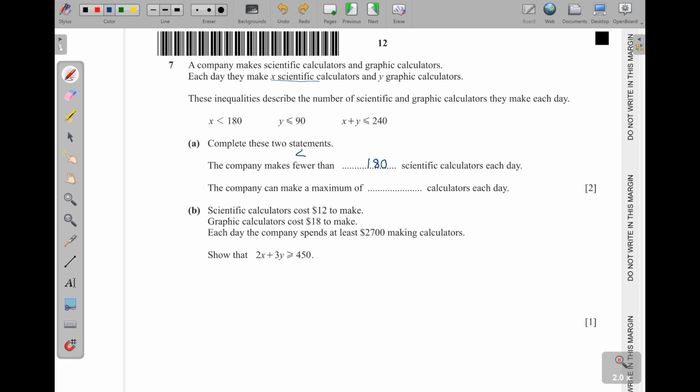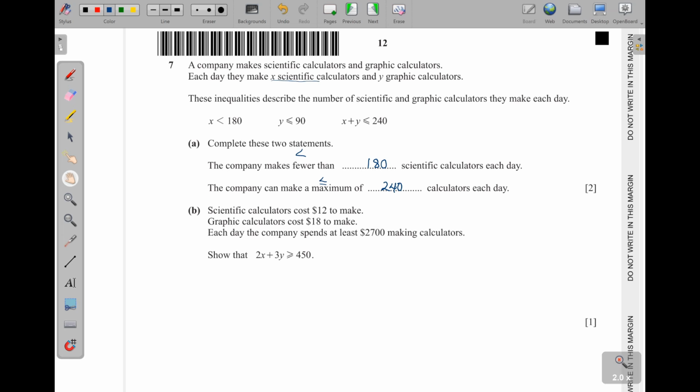Then they are saying the company can make a maximum of dash calculators each day. So that is the total, okay? Scientific and then the graphic. So that means X and Y have to be added. So we have to come to this one here. So it will be 270. Maximum, that means it is less than or equal. Okay, we use less than or equal.